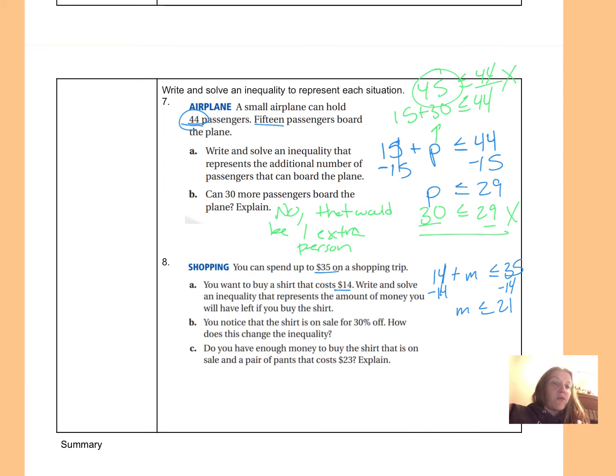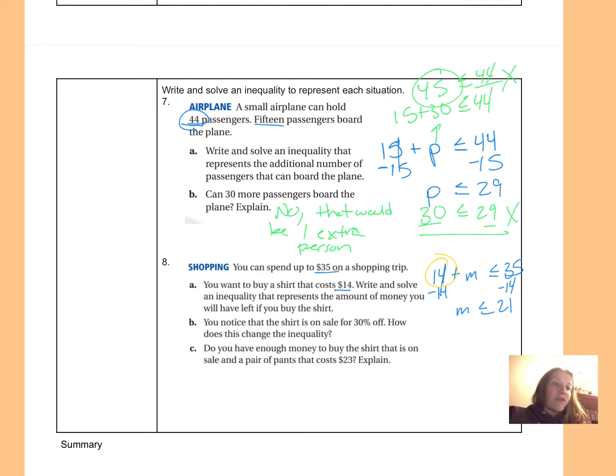Okay, part B. You notice that the shirt is on sale for 30% off. How does this change the inequality? Well, that's going to change that 14. If it's on sale, it doesn't cost $14 anymore. So let's do some calculations on that. You got to remember all the way back to Unit 1 on percents.